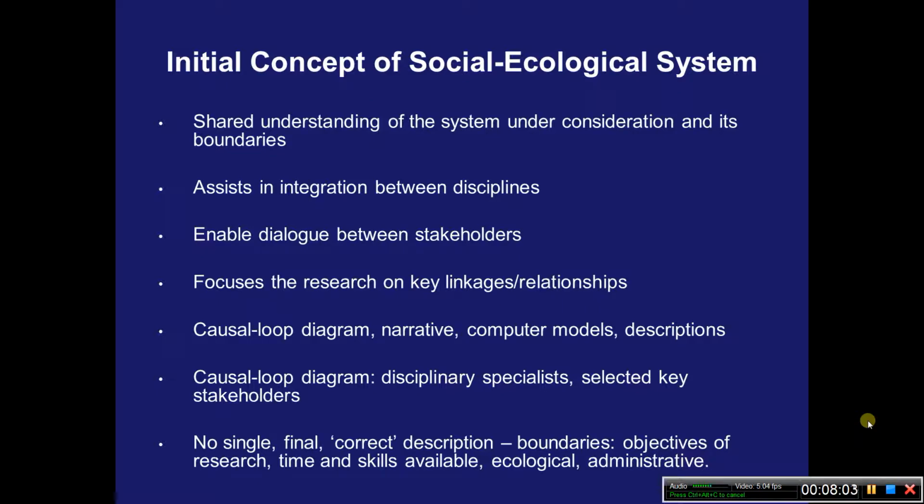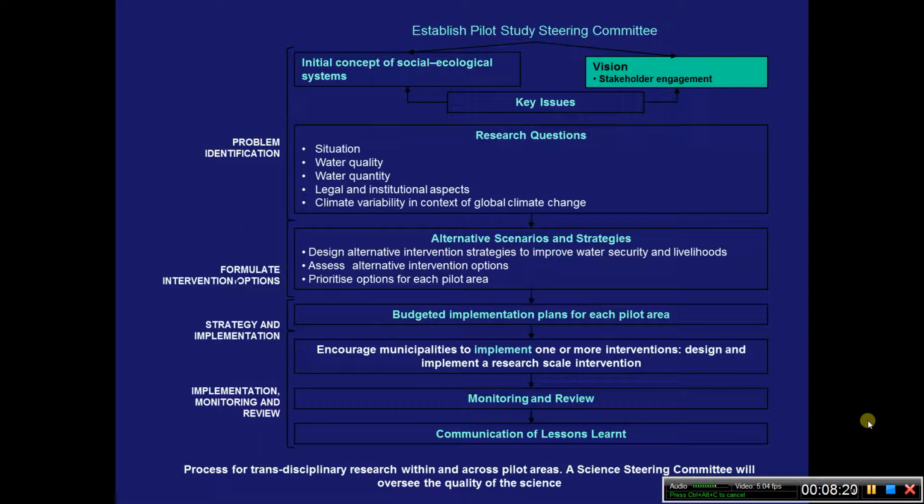And because of that, we need to be explicit and transparent about, well, where did we draw the spatial boundaries? What issues are going to be considered? And why are those issues considered important? And so on. So more about that later when we discuss causal loop diagrams.